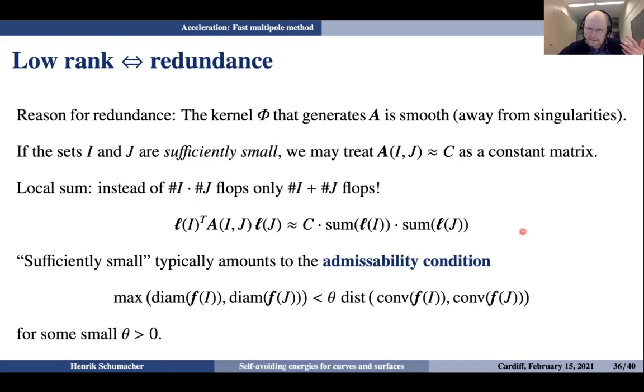And now the question is, how do I find portions of the surface, i's and j's, of the curve, so that this approximation is actually valid? And there's a rather simple admissibility condition that you have to fulfill. You take the convex hulls of these points within these portions, take their minimal distance, and compare that to the diameters of these two clusters or portions on the surface. And if the diameters are small compared to the distance, then you typically are allowed to say this approximation is fairly valid.